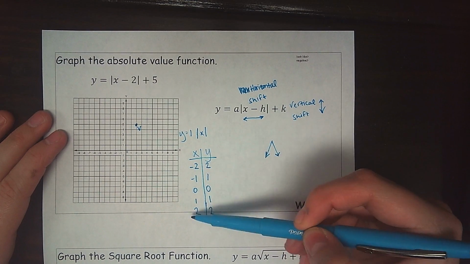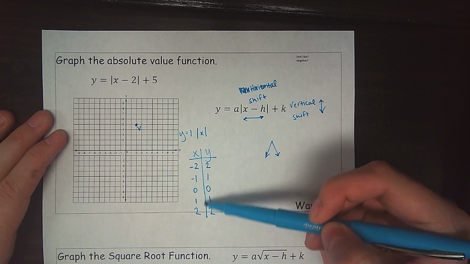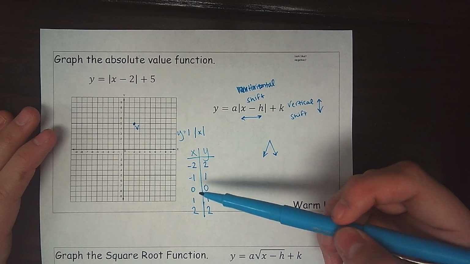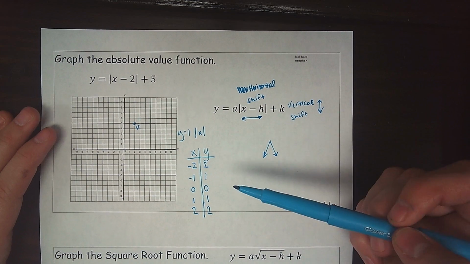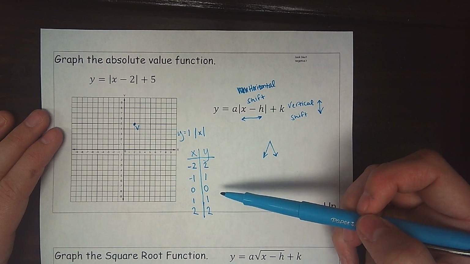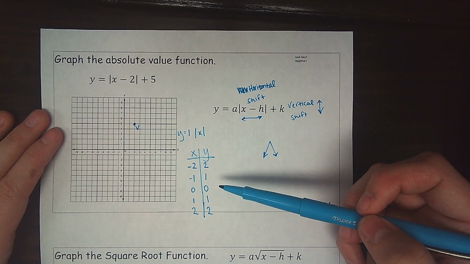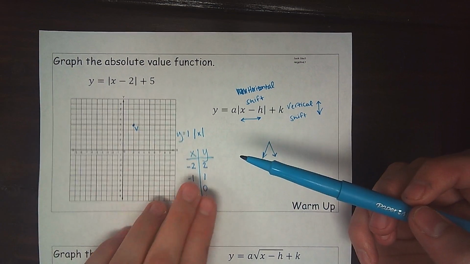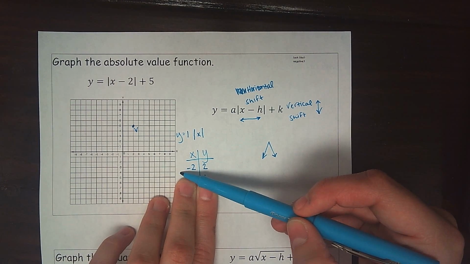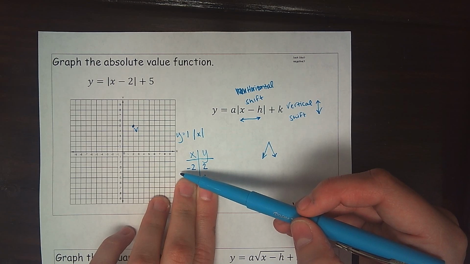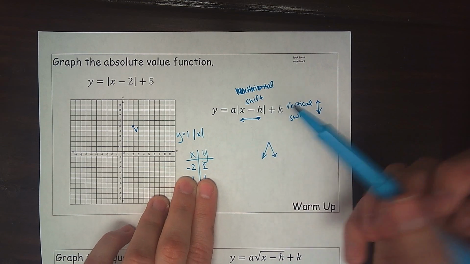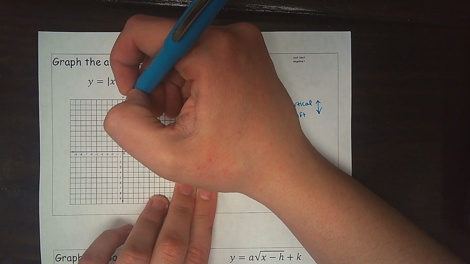Our inputs, our x values here, tell us left or right. So from the vertex, how far left or right am I going? And then your outputs, if we're thinking of function notation, tell us up or down. For example, this first one is telling me that I'm going left 2 because it's negative, and then up 2 because that's positive. So from my vertex, I need to go left 2, up 2.